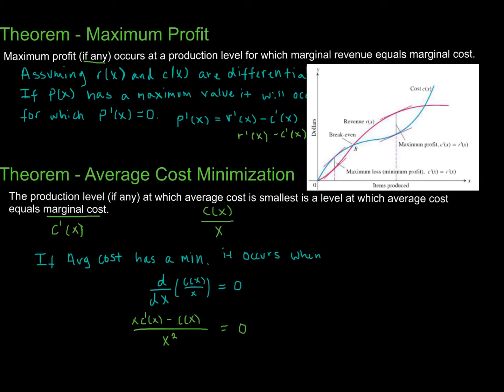Now the quotient rule applied here gives me the following. So of course I have x squared as my denominator, then I have x times the derivative of c minus the derivative of x, which is 1, times c of x, and that has to equal 0.